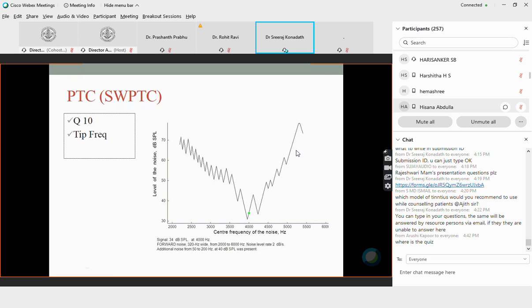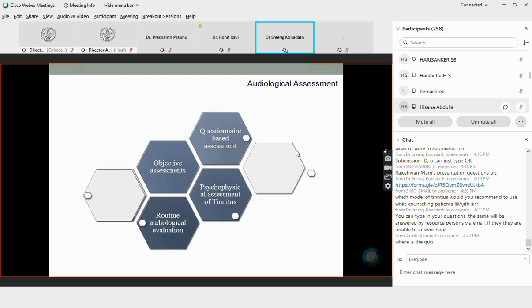So you can find out where the damage is, but keep in mind, these are all additional tools. You need not use them mandatorily for identifying tinnitus, but they are additional tools you can use in the clinic if you have the time and facility. For doing this, you just need a laptop, nothing else. You can Google SWPTC, download it free and use it. So that is about psychophysical assessment.